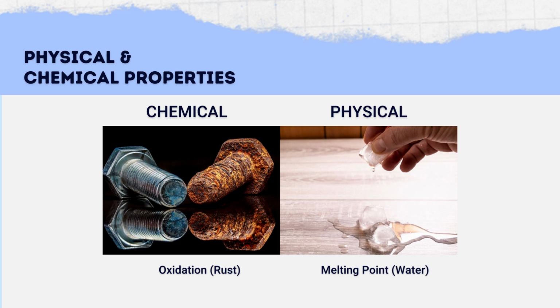Melting point is a physical property that refers to the temperature at which a solid substance changes state from solid to liquid. Water, for example, has a melting point of 0 degrees Celsius or 32 degrees Fahrenheit. This means that at this temperature, ice, the solid form of water, will start to melt and turn into water, which is the liquid form.